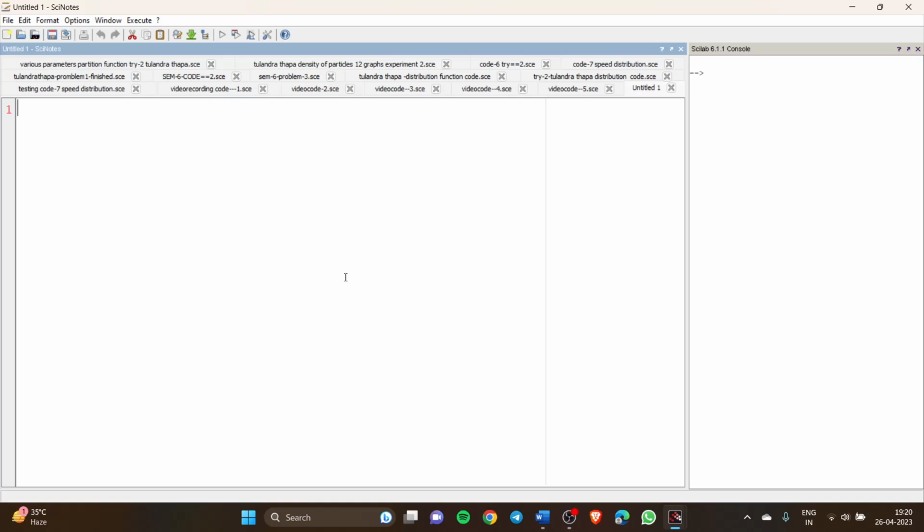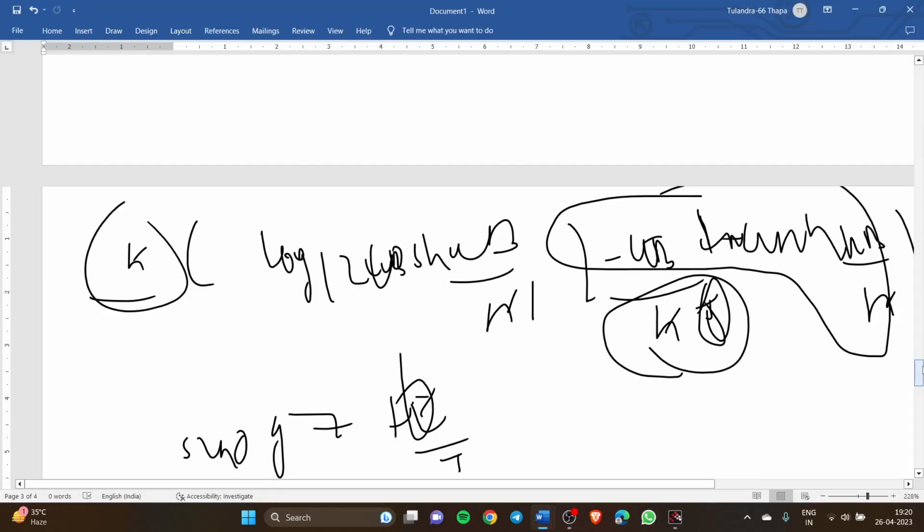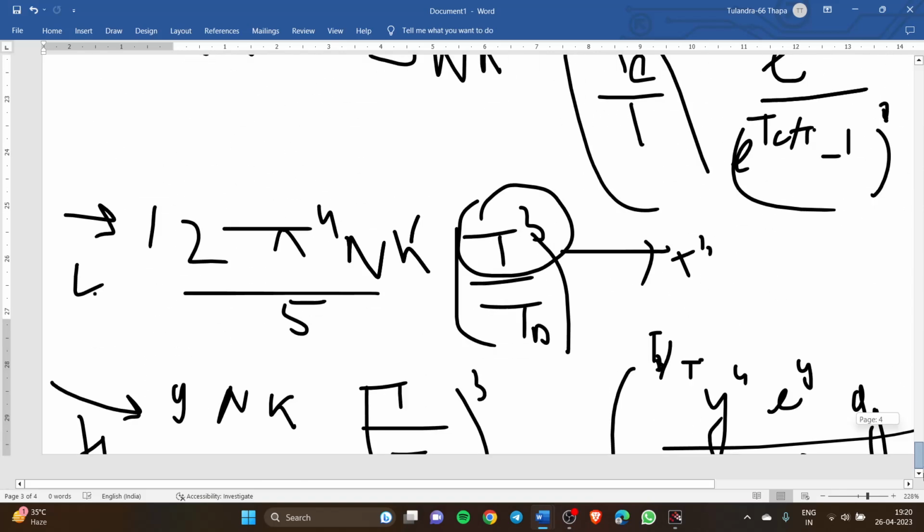So we have the sixth experiment. We have to plot the density of states and the occupation number with respect to the energy for relativistic and non-relativistic bosons. In it I have to explain a little bit, so let us see where we have space.